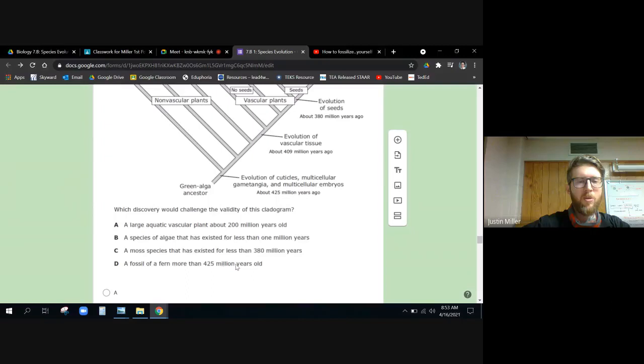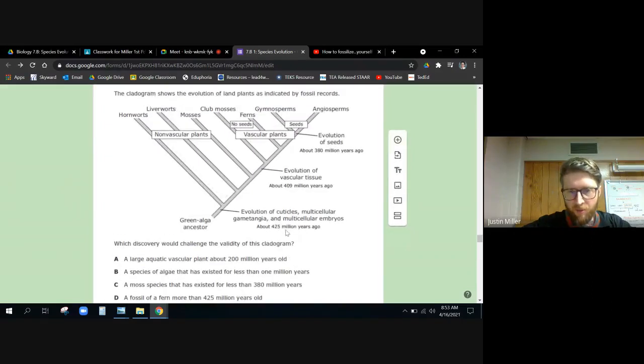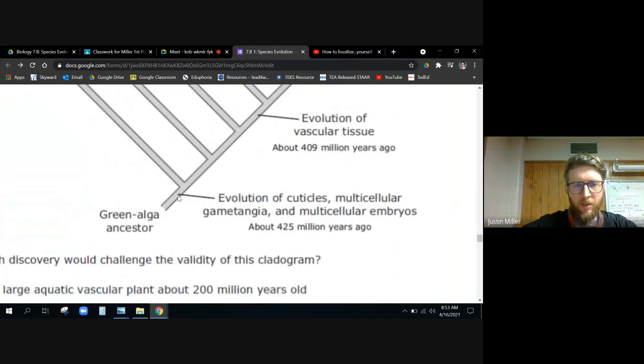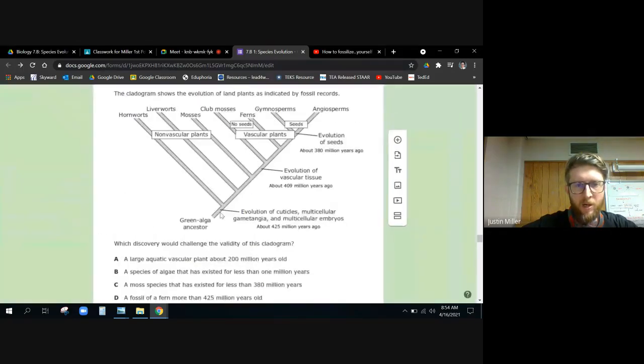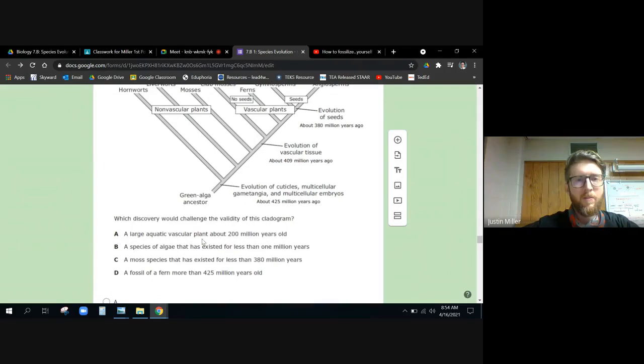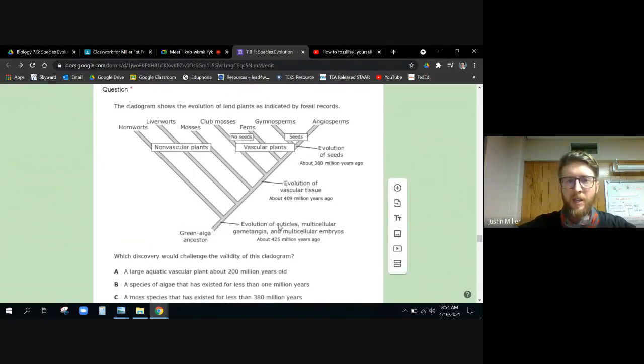A fossil of a fern more than 425 million years old. Here's 425 million years ago right here. At this point, this is 425 million years ago. Would it be weird to find a fern, which is a vascular plant that didn't come around until, according to this graph, way up here? Would it be weird to see one of these vascular plants way back here? Yes, it would be, right? It would not match this graph. Because a fern is a vascular land plant. And it doesn't say vascular tissue even evolved until 400, here. So it wouldn't have matched here.